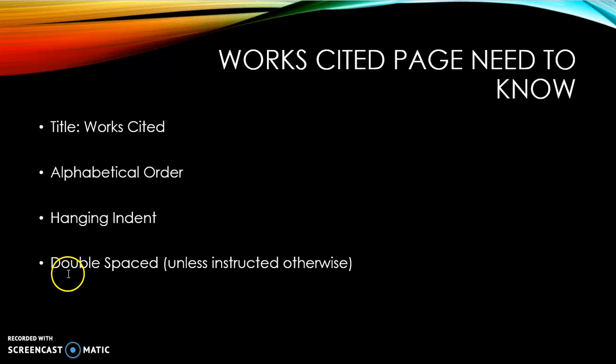The next biggest thing is the hanging indent, and in a minute I will show you how to do that. Hanging indent basically means that your indentation is opposite of a regular indentation. So the first line is normal and then the next line is indented. And then it's very common for it to be double spaced. The only reason it won't be double spaced is if your instructor tells you otherwise.